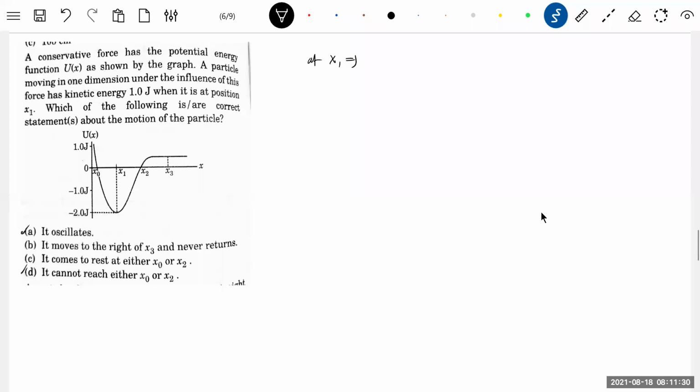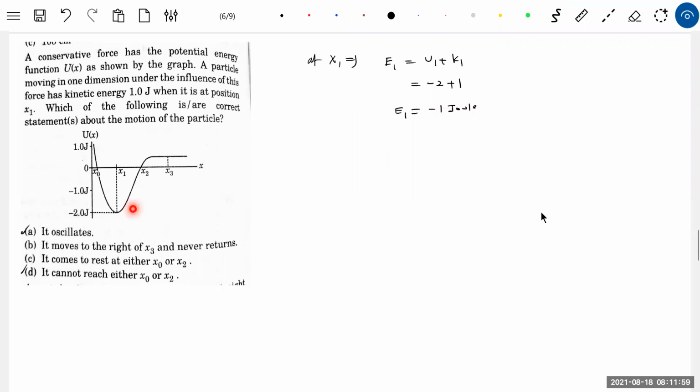At X1, overall mechanical energy, let me use the symbol U1 plus K1. U1 is how much? -2 from the graph. Kinetic energy is how much? 1. Kinetic energy should be positive. So the total mechanical energy of the system is how much? -1 joule. So the body cannot have energy more than -1 joule. The overall mechanical energy should be constant here.